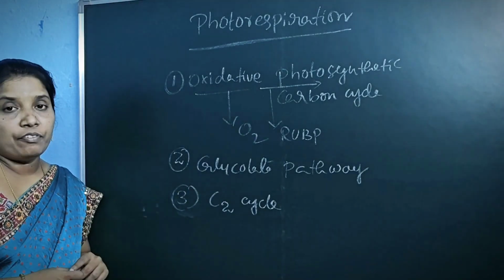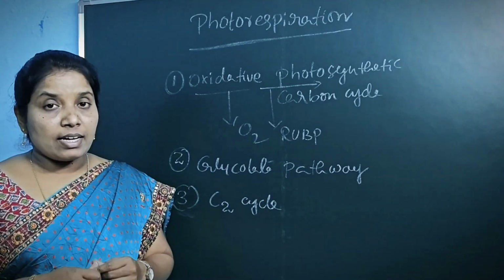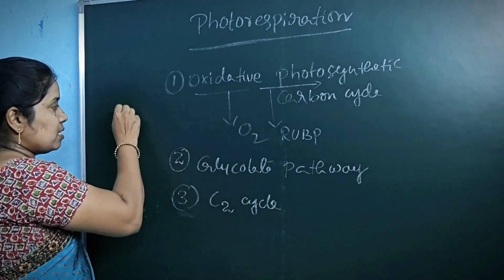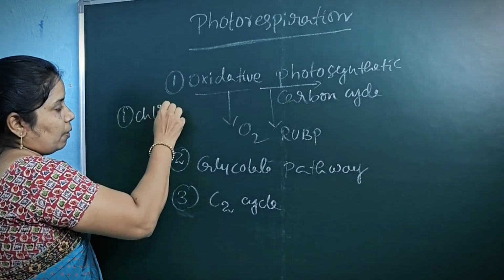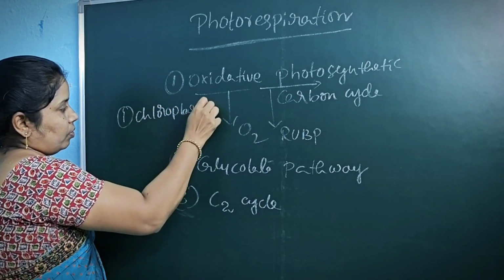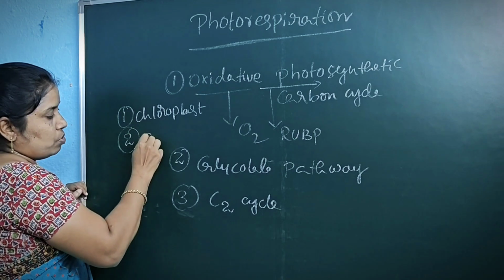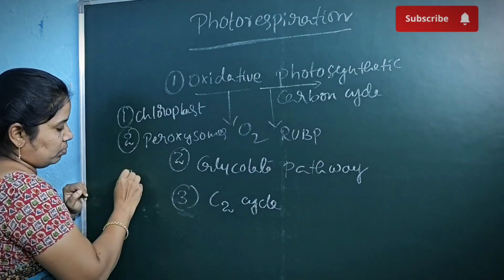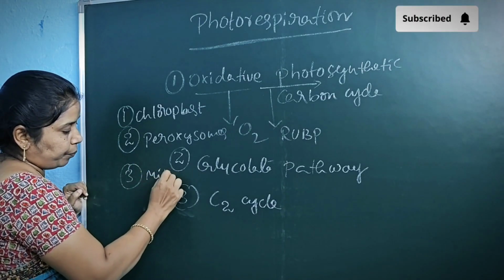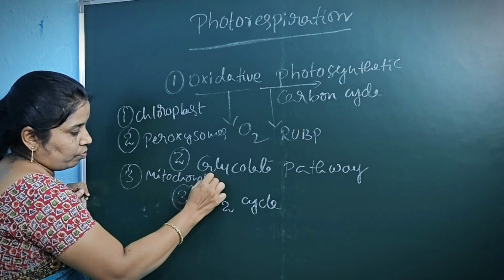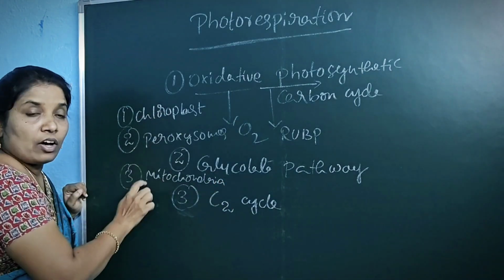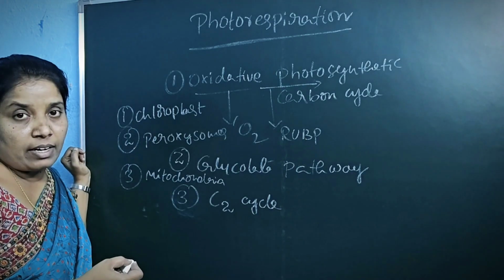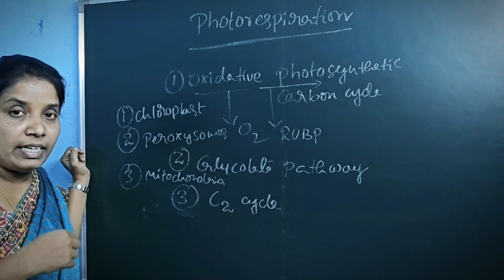Actually, photorespiration occurs with the coordination of 3 organelles. They are chloroplast, peroxisomes, and mitochondria. These 3 organelles work collectively together for the C2 cycle. Okay, let's see the C2 cycle in detail.